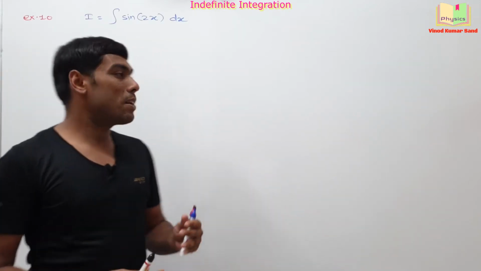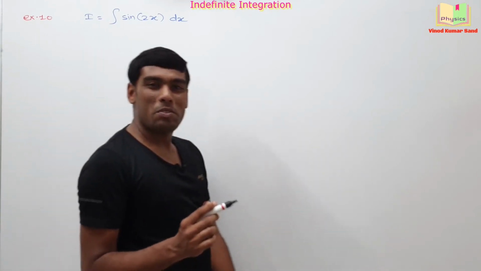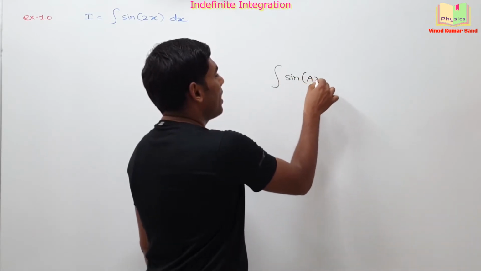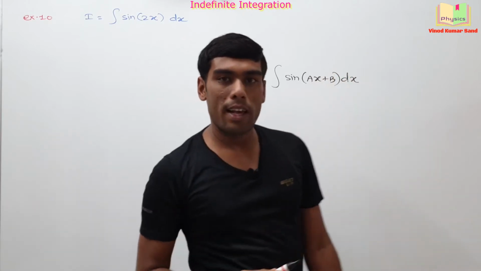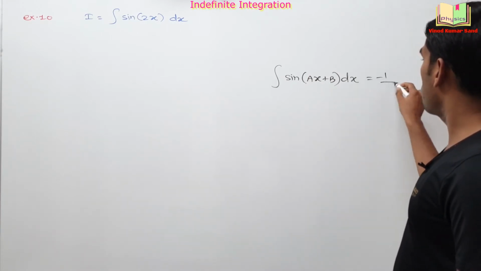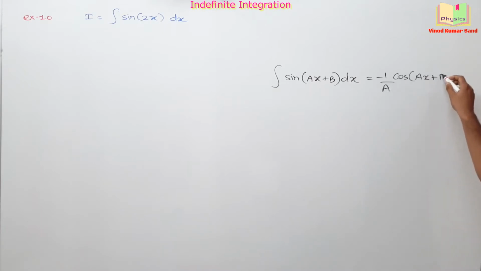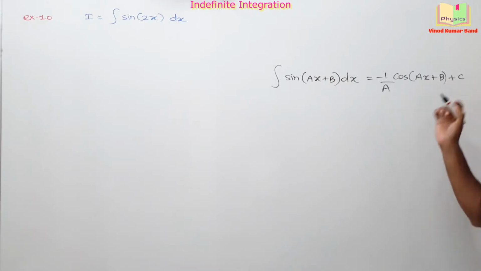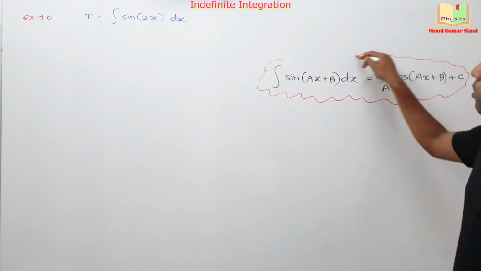Here is the example number 10. We have to simplify this. Do you remember any formula for this? Integration of sine ax plus b, and the integration is done with respect to the variable x. Then what was the answer? It was equivalent to minus 1 by a cos of ax plus b plus some constant c. I hope you remember this.